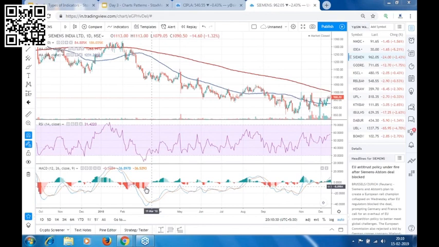And when MACD crosses above its signal line, that is the 9 period EMA line, that is a buy signal for us. And when it is below this 9 period signal line, that is a sell signal for us.